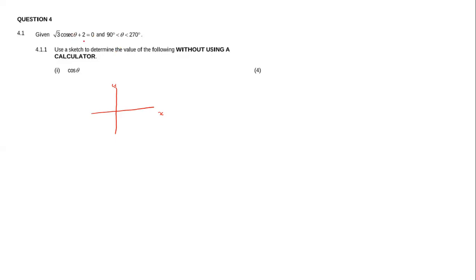We're going to rearrange this equation and make our trigonometric ratio the subject of the formula. Everything on this side of the equation, we take to the other side. Let us start by taking 2 to the other side. So we have root 3 cosec theta equals 2; it becomes negative 2 when it moves to the other side. Then we divide both sides by root 3, and we have cosec theta equals negative 2 over root 3.